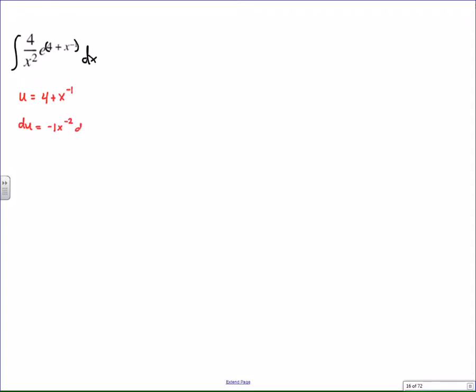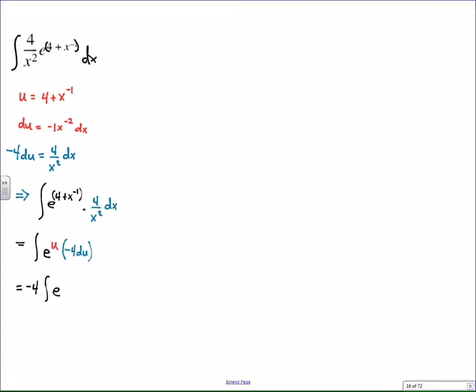So once again, inner function, take the derivative of both sides, and as you can see, this starts to become really, really commonplace. What makes this one a little bit different is that I have 4 over x squared dx that I need to change into u. When I did my du here, I got -1 over x squared. So I wanted this to be a positive 4 over x squared, so I had to multiply both sides by -4, so that 4 over x squared dx is now substituted with -4 du. And that's done.